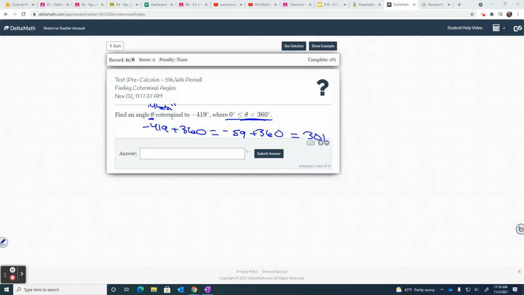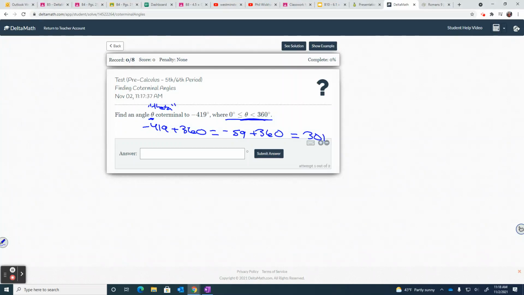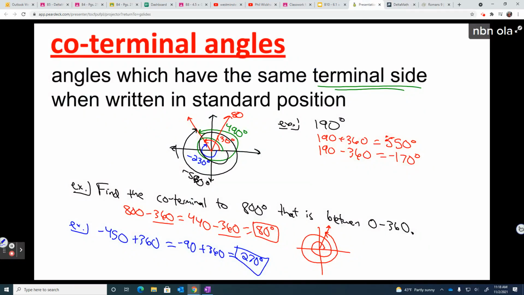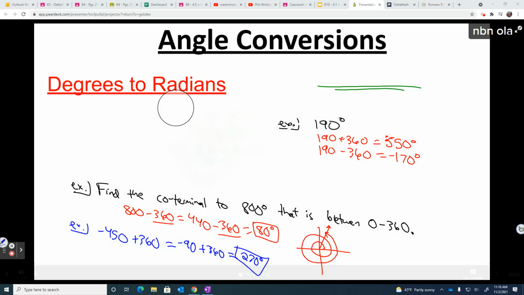So that's your first section. Those are all coterminal angles. Right? This is the easy part. Where it gets a little more challenging is if we want to change units. So these are going to be two important formulas here. Make sure you write down these two formulas.